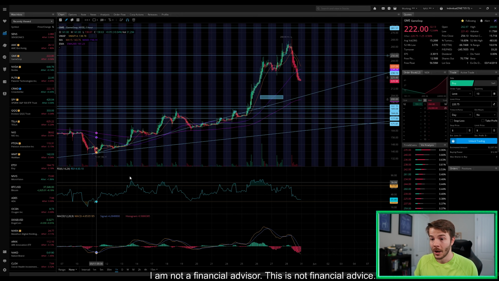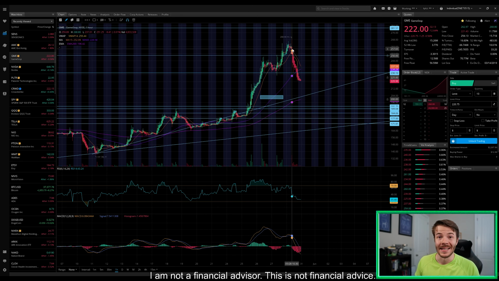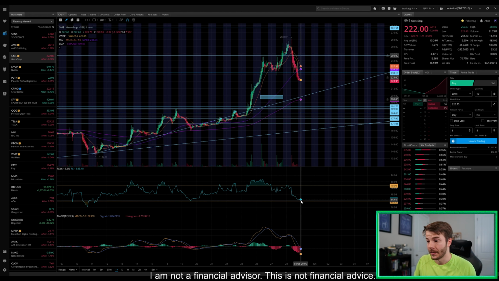Because ultimately, our macro ascending level support here, we are still doing a fair job of respecting. Really, what Friday did was essentially reset a lot of the indicators to a very heavy degree. Our RSI is sitting here at 35-40. Our MACD is definitely very bearish. We are still riding our ascending level support.